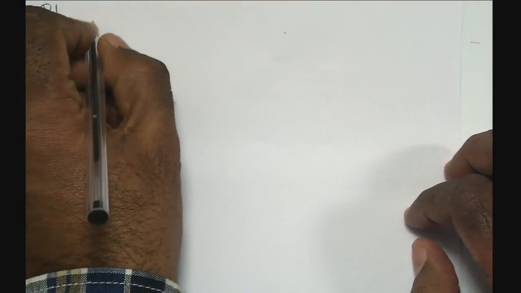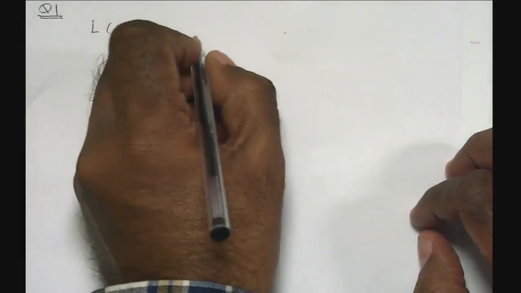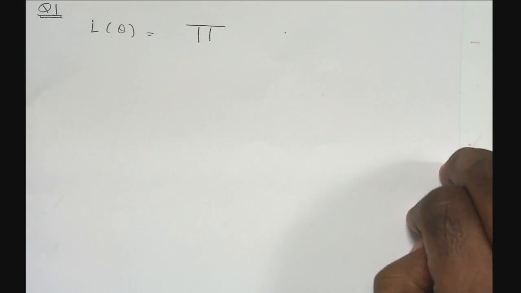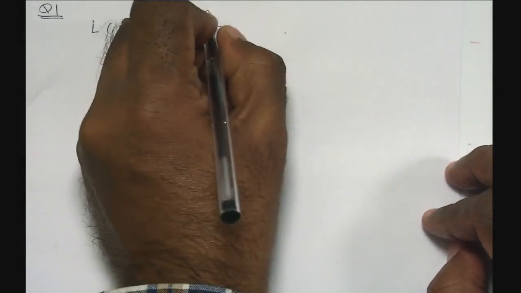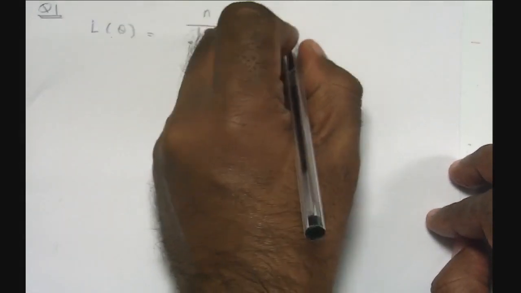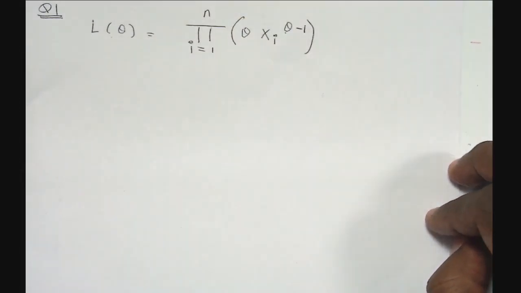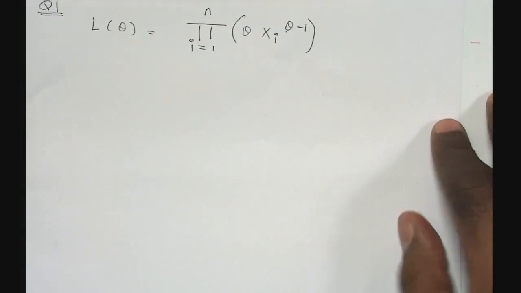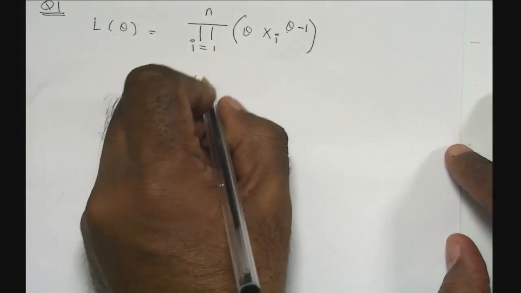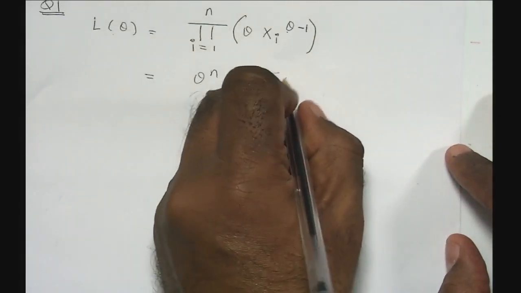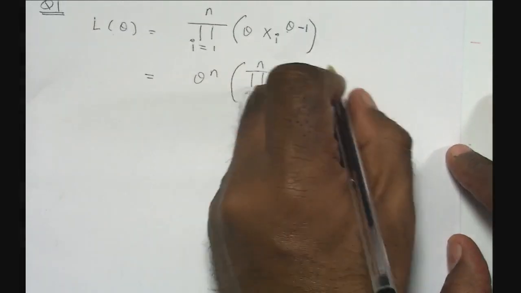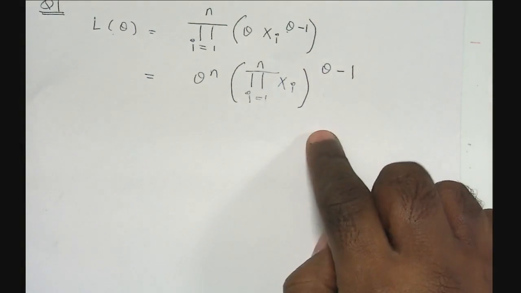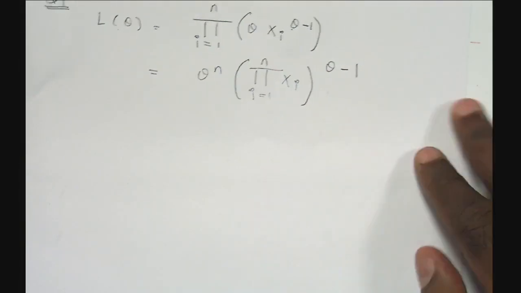All right, let me show you. This is the likelihood for question 1, guys. Okay, and this can be simplified to this, okay, by simple elementary algebra.